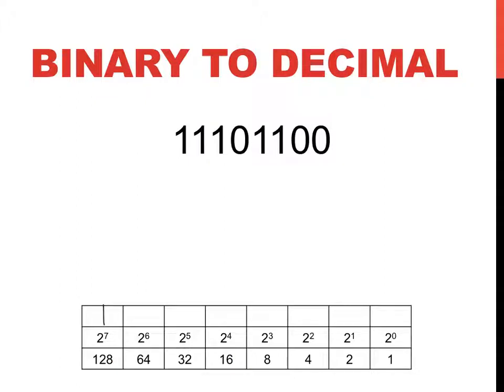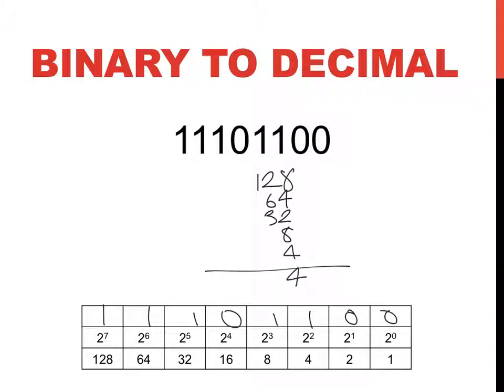Another example: 1, 1, 1, 0, 1, 1, 0, 0. Always a good idea to have that table pre-drawn up for yourself. In an exam, you will be required to make a table, which is annoying, but you will. 8, 4, 12, 14, 16, 24 again.